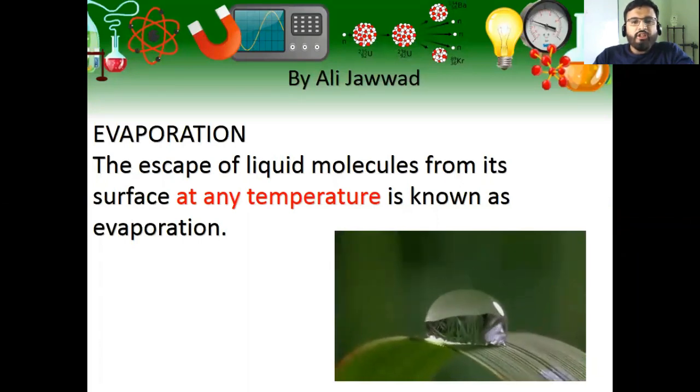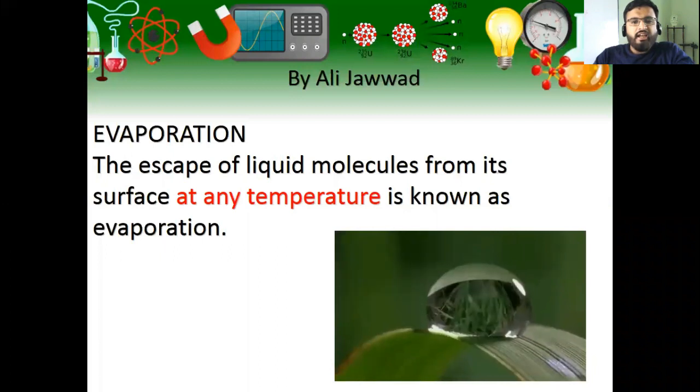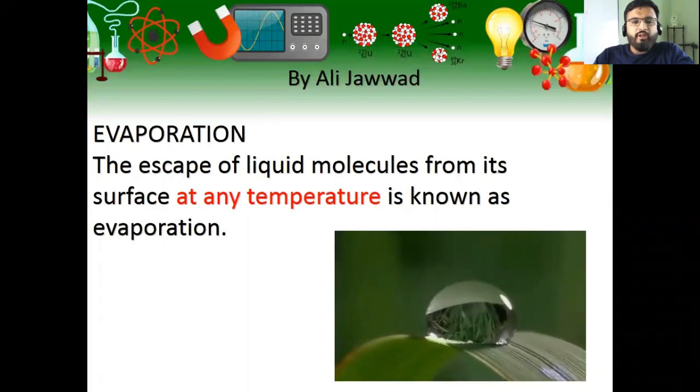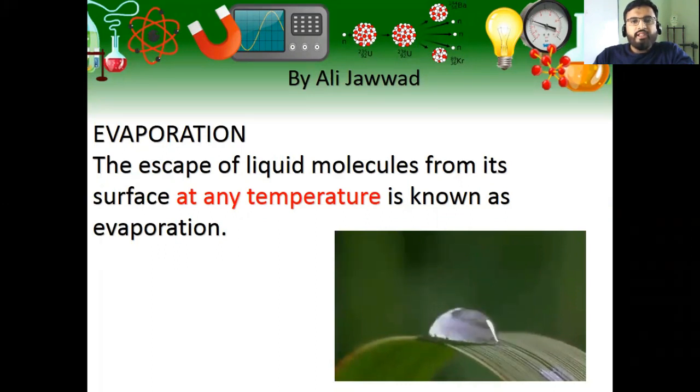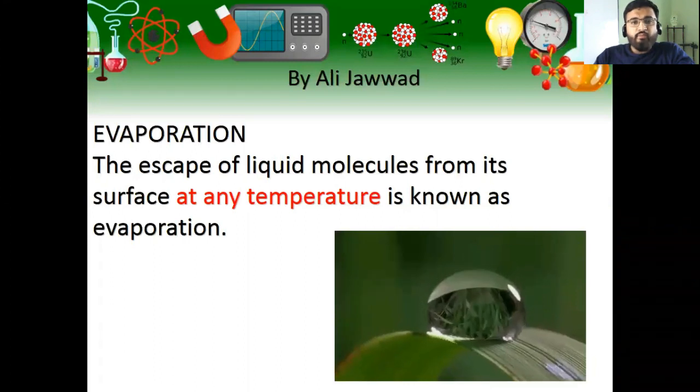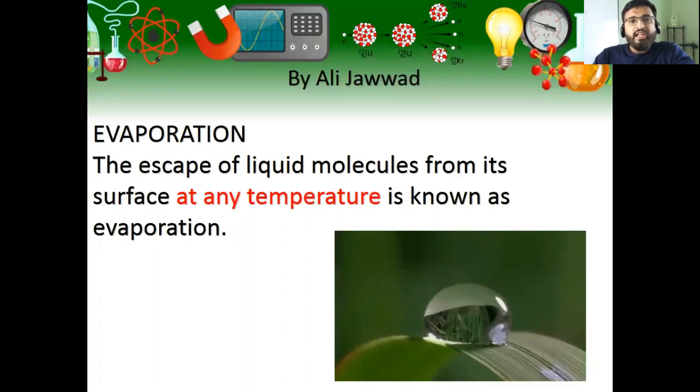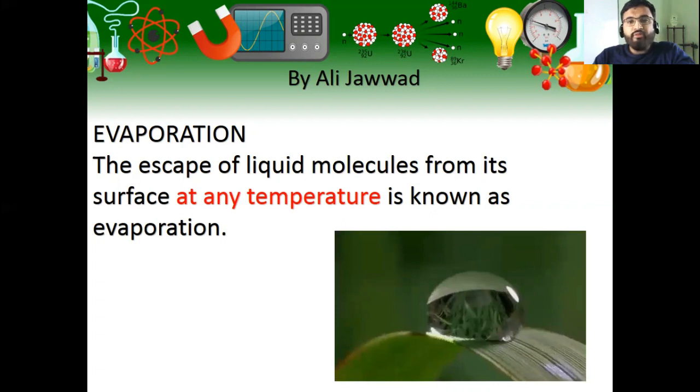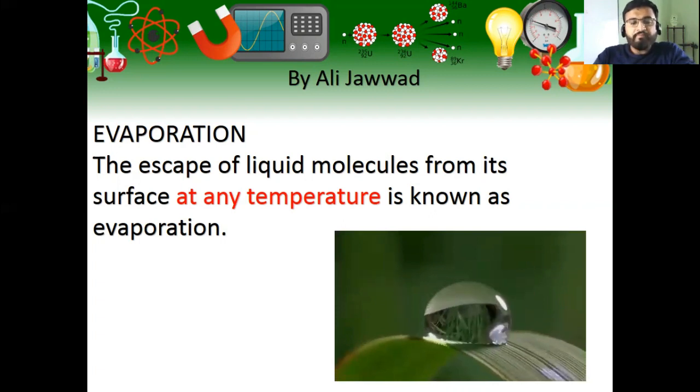Since the water molecules are escaping from the drop, its size is getting reduced, and after a while, if we observe, the drop will be no more over there. So it is the escape of molecules, but it is very different from boiling, because boiling takes place at a fixed temperature. That is why we have boiling point, but evaporation can take place at any temperature. So it does not require specific conditions.